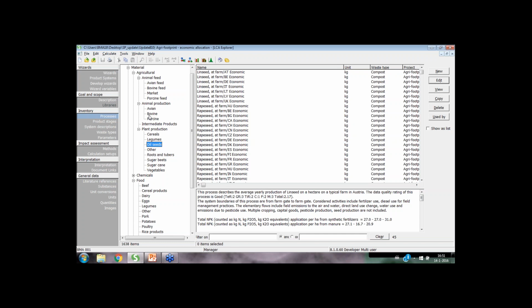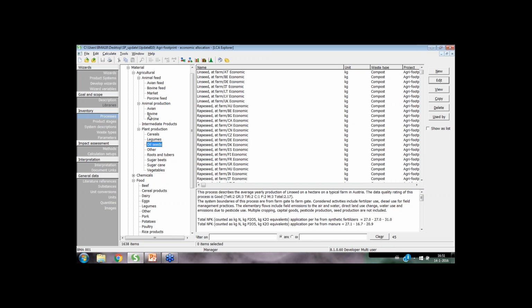Then there is a question about what causes differences between countries, and if that is mainly based on the yield or if there are also other issues that are taken into account. And the answer is yes. We also have specific information on the amounts of pesticides provided per country.